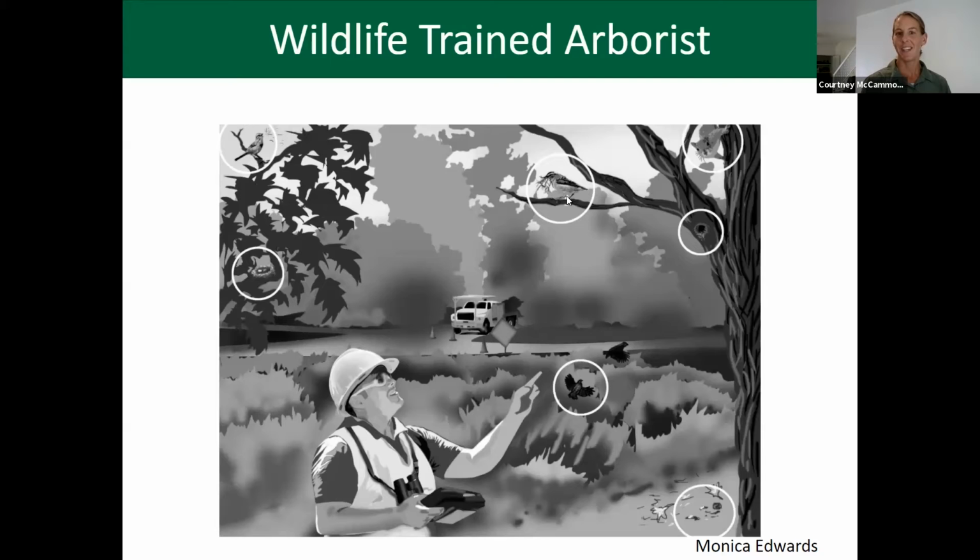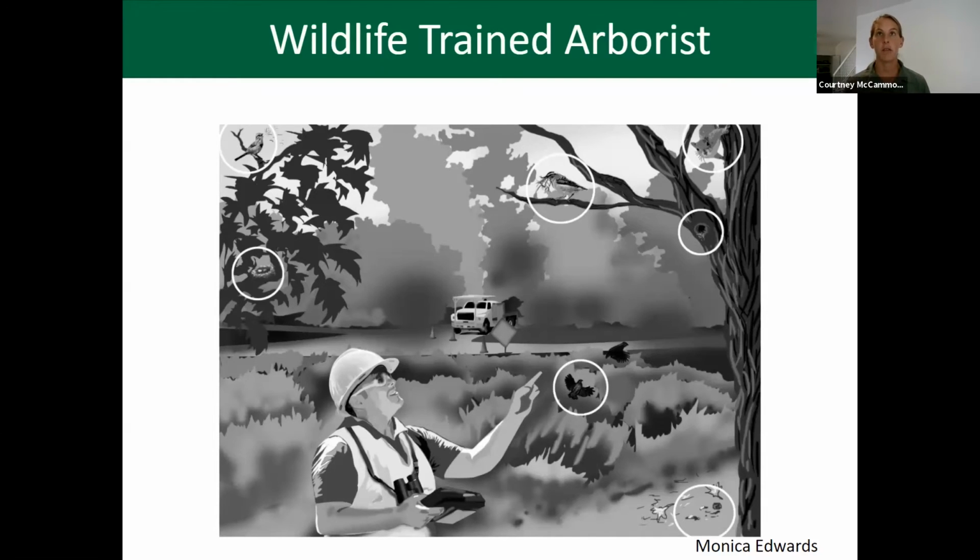Yes, Ryan, you want to jump in? Yeah, I was just going to ask a question that was coming up, seems relevant to this. Sure. How far away from our project area should we be looking for nesting wildlife? And should we be looking for nesting wildlife on the ground as well as up in the trees?